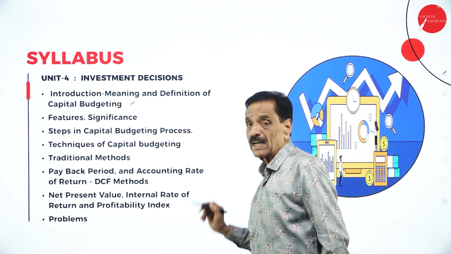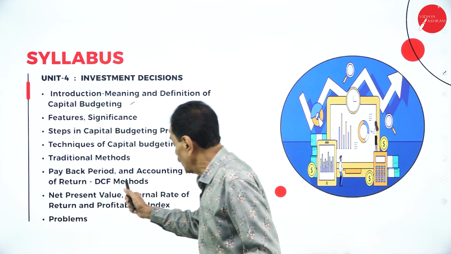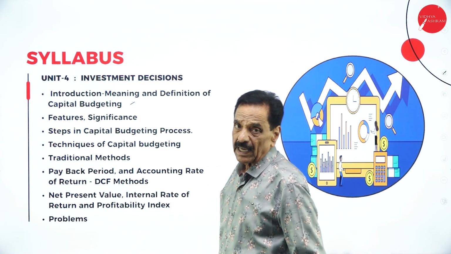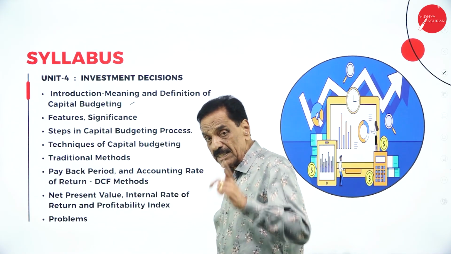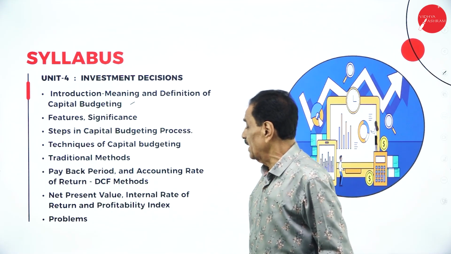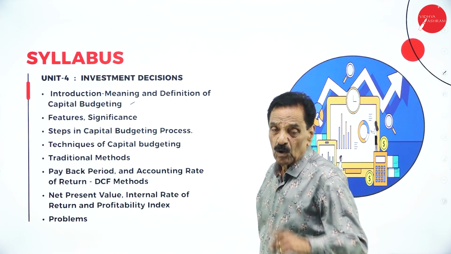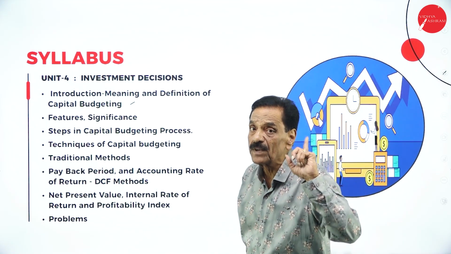You have to calculate the accounting rate of interest. You have to calculate discounted cash inflows. Then net present value, internal rate of return, and also profitability index. One problem which fetches 15 marks.